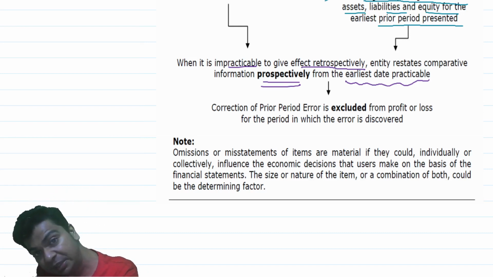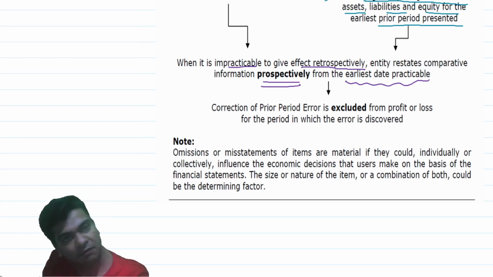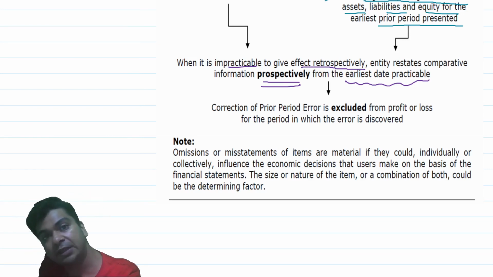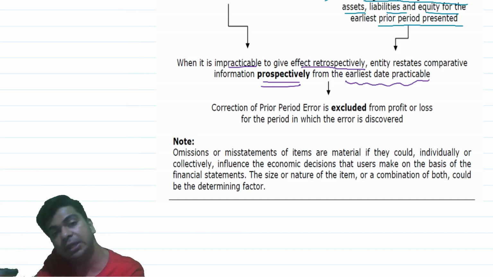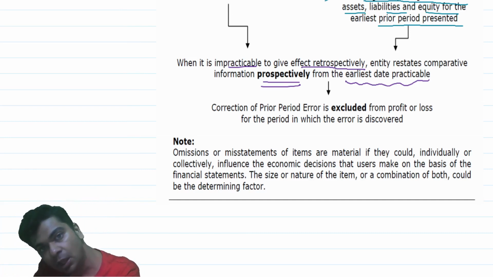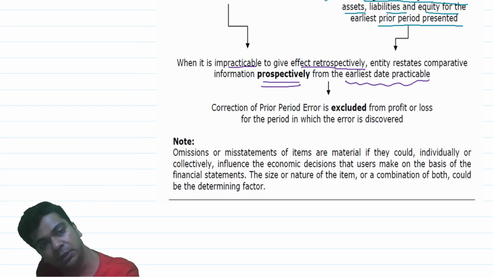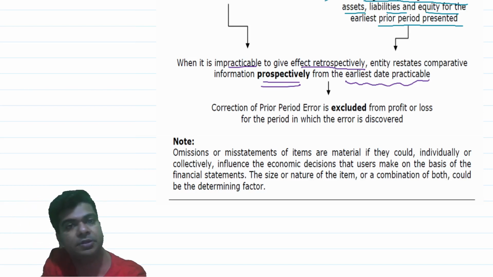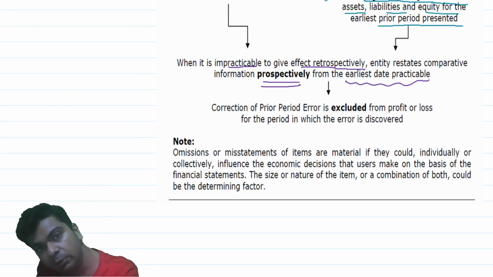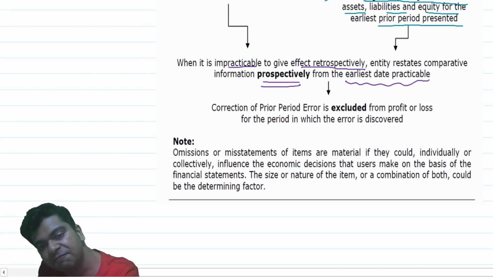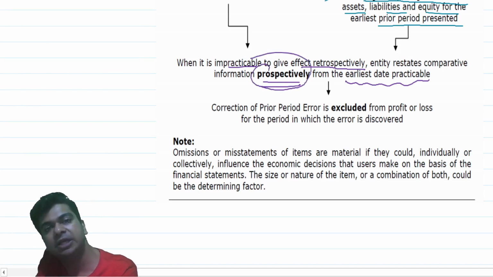Now, since it was committed over many years, when you say I will give retrospective effect, that means I should first find out in which year this mistake was committed first, and right from that particular date, I should carry out the rectification. But let us say doing these calculations for the last 10 years will be perhaps very cumbersome. It may even turn out to be very time consuming. Then instead of giving the effect retrospectively, I will bring the effect prospectively from the earliest date practicable.